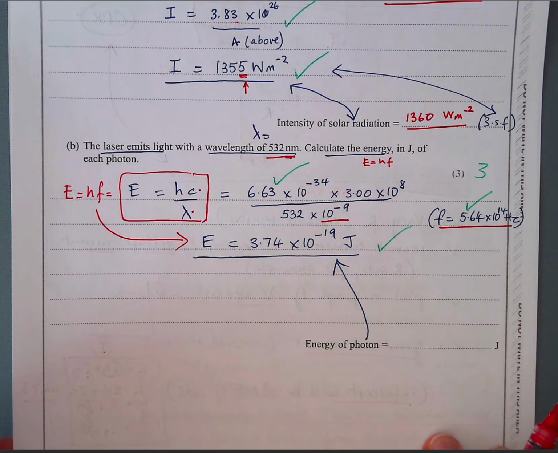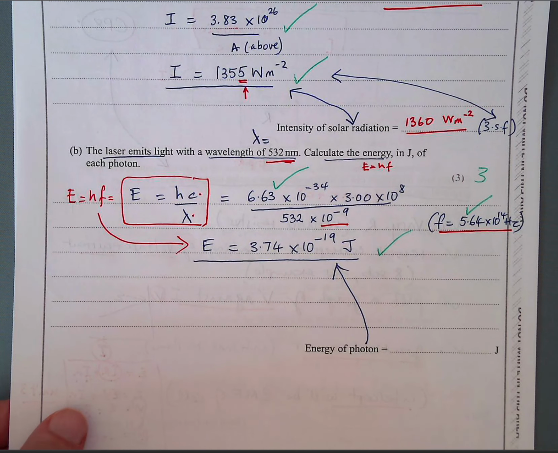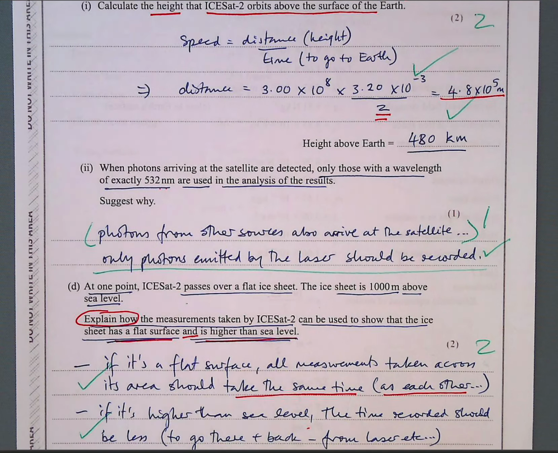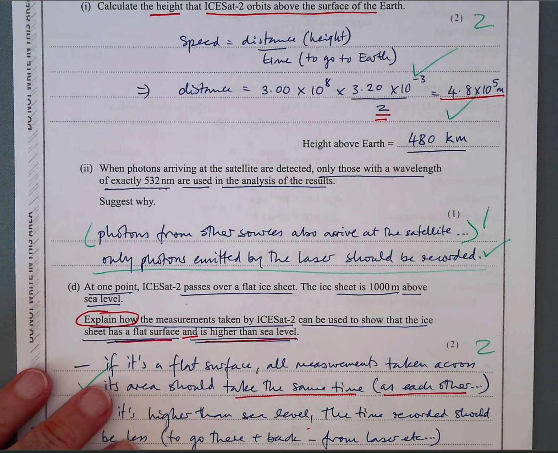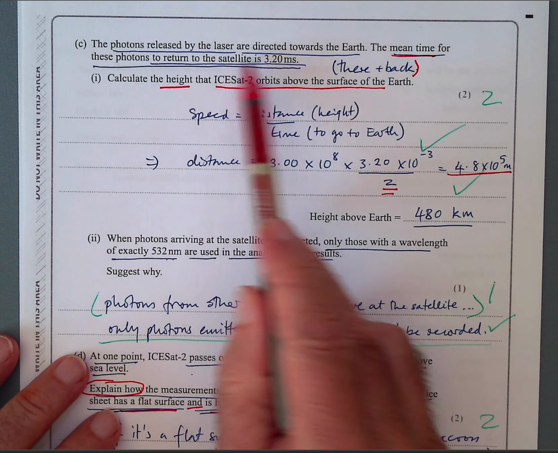So you have to be able to convert units from electron volts to joules, and you probably need to do it in the reverse direction as well. This is now the last page of the exam. It says that photons released by the laser are directed towards the Earth.